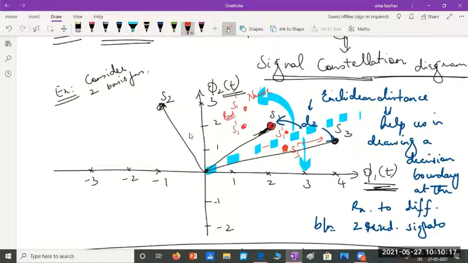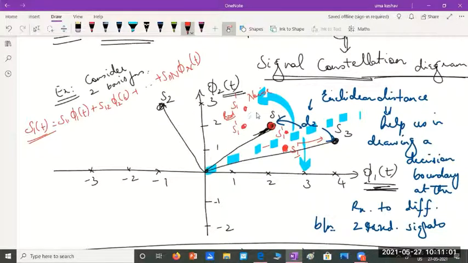So this signal space diagram is an easy geometric representation of the transmitted signals, which are defined in terms of linear equations of orthonormal basis functions. We know that each signal is represented as a linear combination of orthonormal basis functions. So it's a linear equation. Every signal is a linear equation, and these signals we are representing in this signal space diagram.